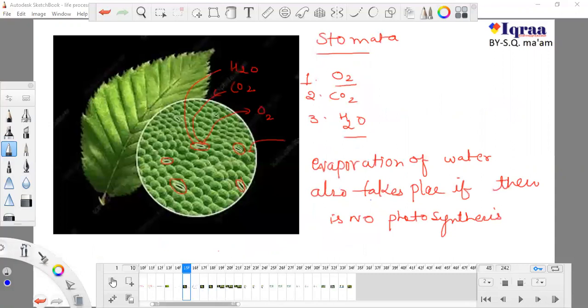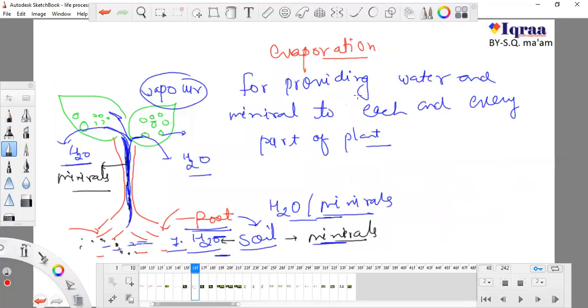Stomata do three things. First, oxygen release, carbon dioxide intake, and water release. Evaporation is the worst thing, but it is necessary for the plant, because for providing water and minerals, the plant has to make this water move to each and every part. So evaporation is necessary, but by evaporation a plant can die. The plant cannot escape evaporation, because this is the only process.